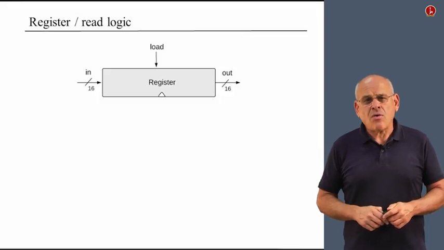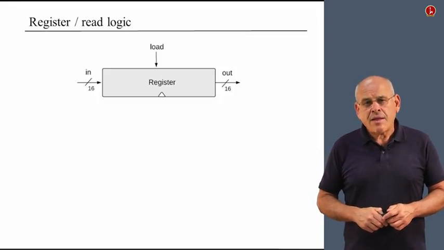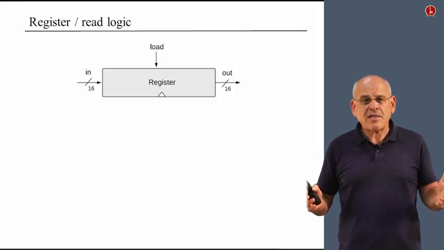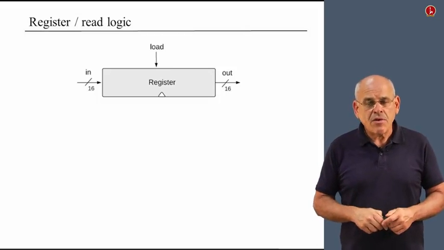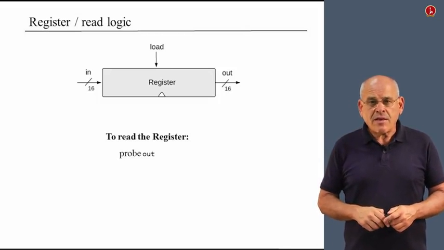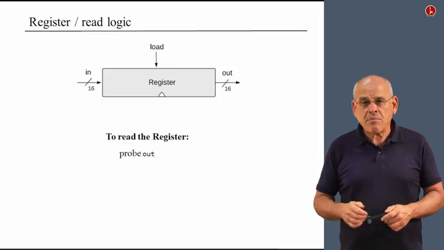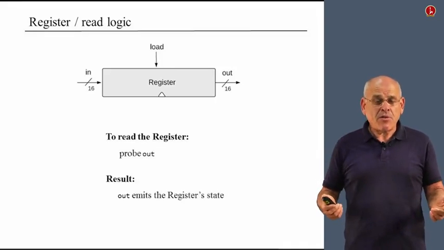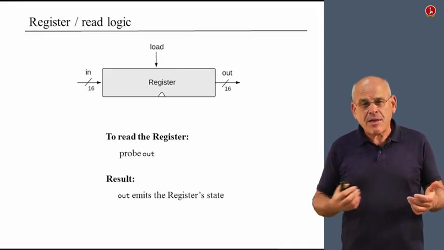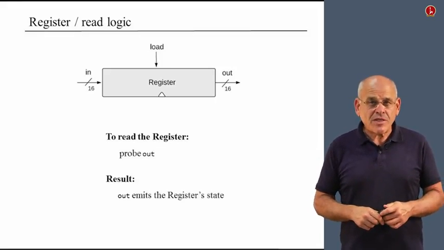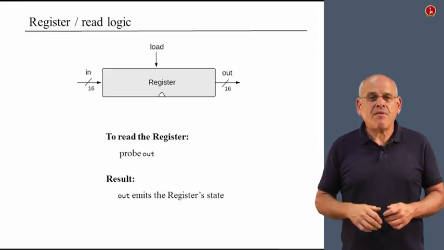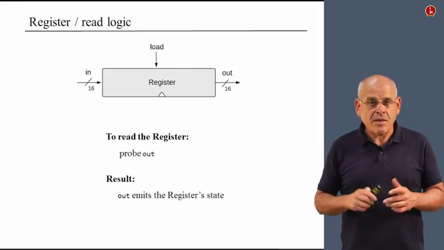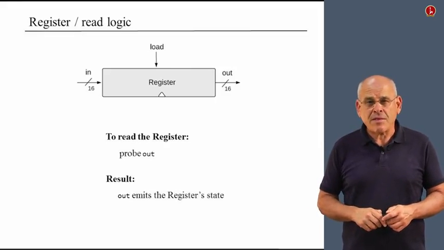All right, so here is the register. And let's take a user's perspective of this device. How do we read the value of this register? Well, it turns out that all we have to do is probe the output. Why? Because at any given point of time, the output simply emits the state of the register. So if we just look up the value that comes out from out, we know what is stored inside the register in this particular time cycle.